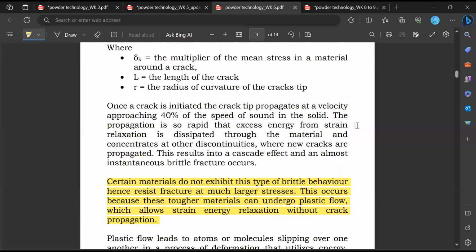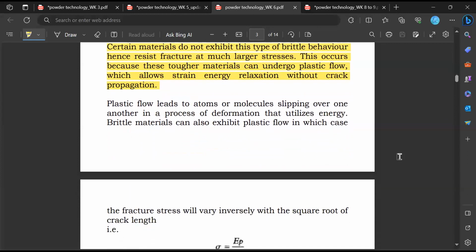So when you want to reduce the particle size, you have to look at the properties of that material. If some particles are not brittle enough, or if they have plastic flow, then a crack will not propagate and you cannot reduce the size of that particle, such as rubber, because if it has plastic flow, the molecules just slip over one another.